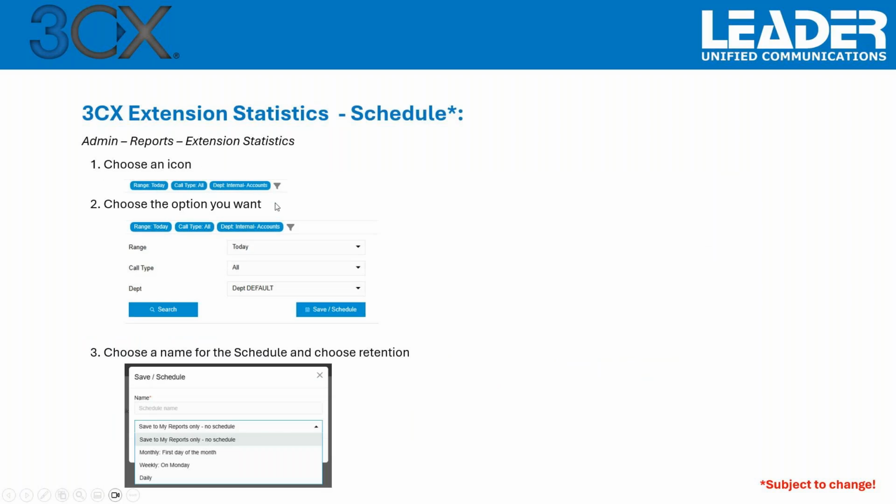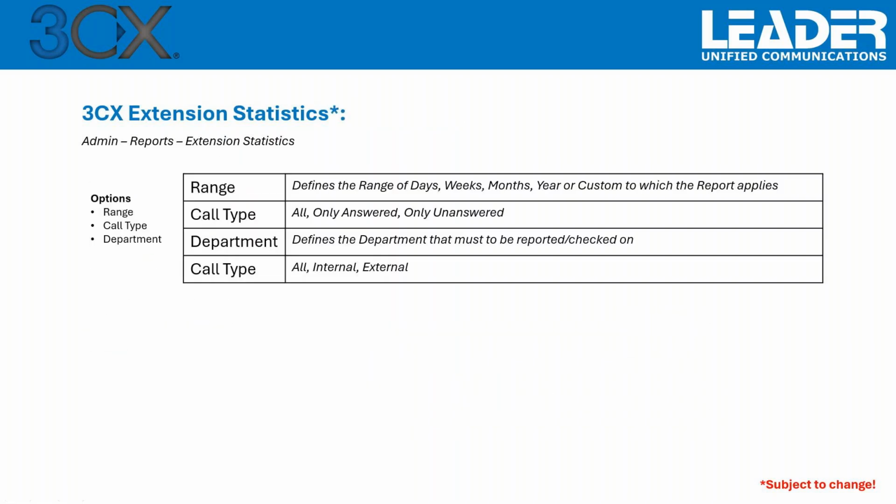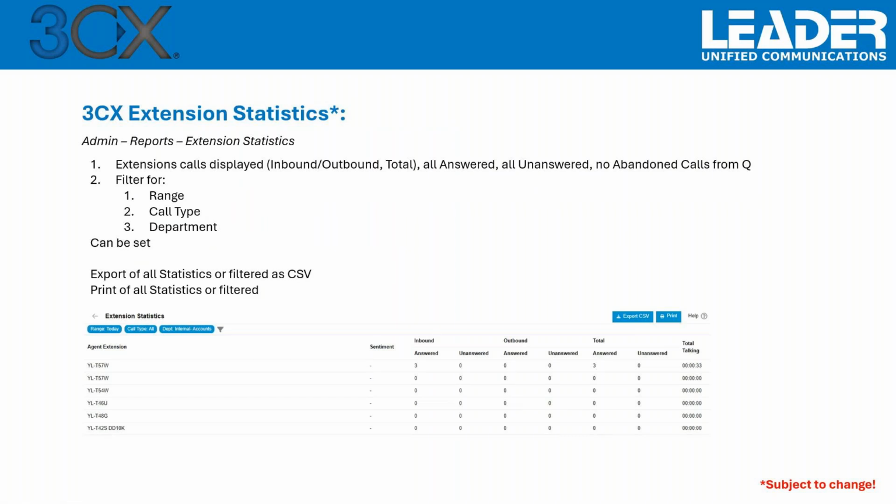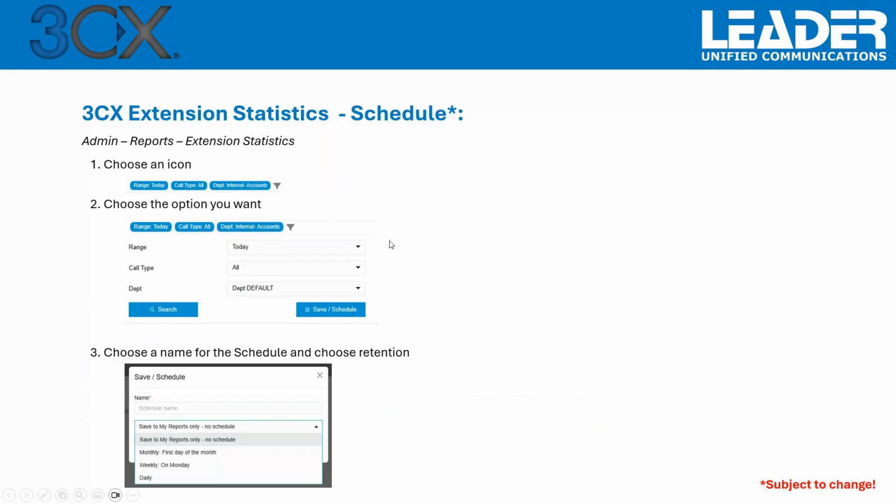Again, you choose an icon, you choose the option you want, the range: today, last 7 days, last 30 days, last month, that kind of stuff. The call type, is it ingoing? What did we have before under the call type? Inbound, is it answered, unanswered? Or is it everything. Then we define the department, and then we can either search for it or we have it saved, scheduled.